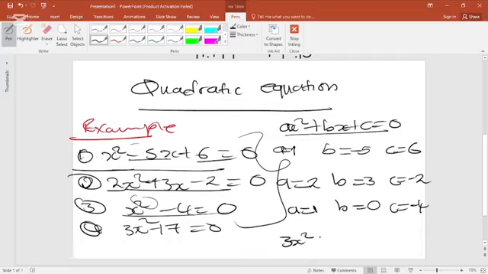I'm going to leave this for you to practice. Identify the A, B, and C for this equation and write the answer in the comment section.